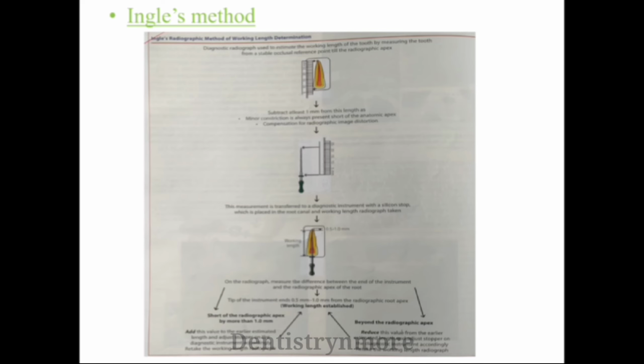Here you can see Ingle's method. First one is the diagnostic radiograph. It estimates the working length of the tooth by measuring the tooth from a stable occlusal reference point to the radiographic apex, and then subtracting at least 1 mm from this length, as the minor constriction is always present short of the anatomic apex and the radiographic image.